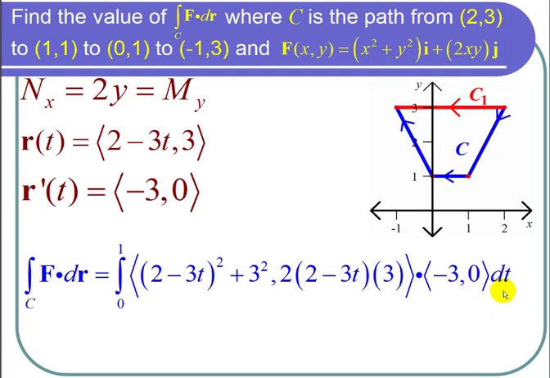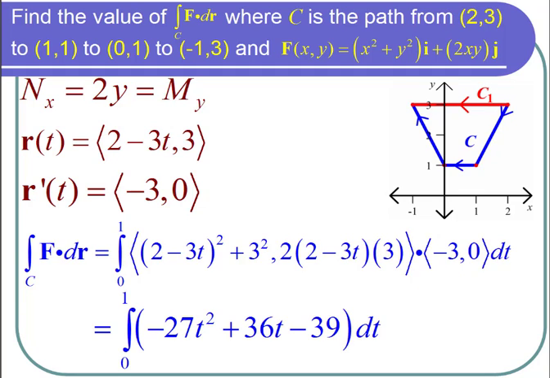So I simplified this. One nice thing is we're taking a dot product, and the j component of the second vector is 0, so the second part just goes away. So I just simplify (2 - 3t)² + 3² and multiply by -3. And I cleaned it up, and I got the integral from 0 to 1 of -27t² + 36t - 39 dt. This is a pretty simple integral.